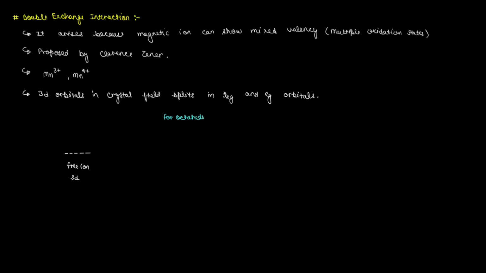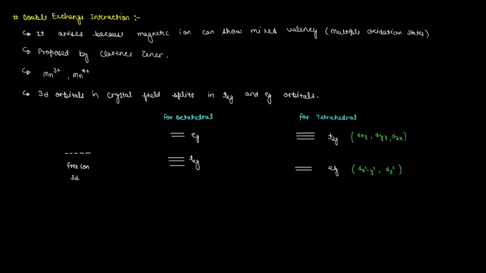But for an octahedral environment, these degenerate energy levels split into t2g and eg levels, with the t2g level lying below the eg levels. While for tetrahedral, the situation is completely opposite, and the eg levels lie lower than the t2g level. These t2g levels are dxy, dyz, and dzx, while the eg level contains dx²−y² and dz².